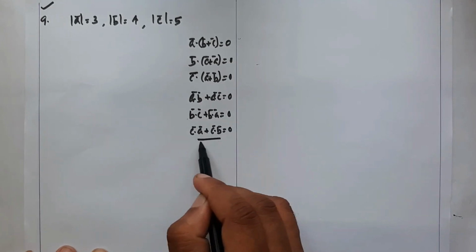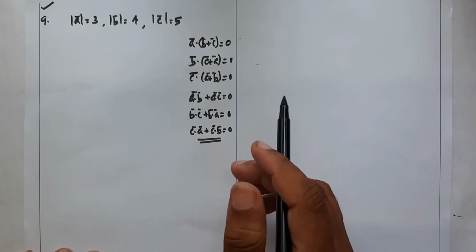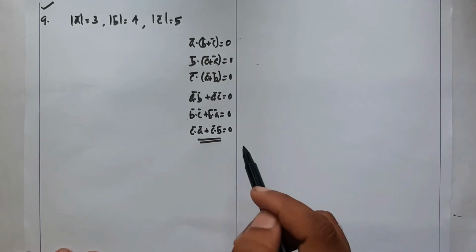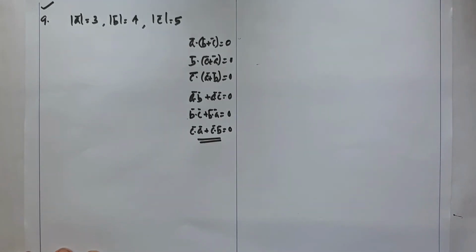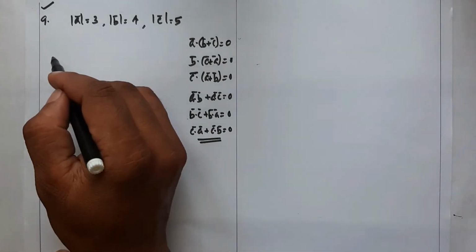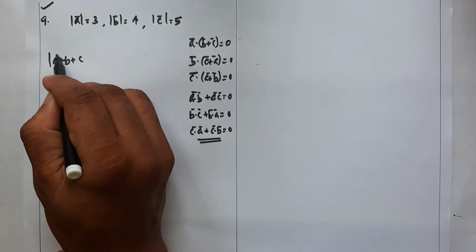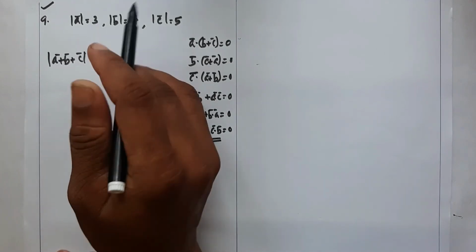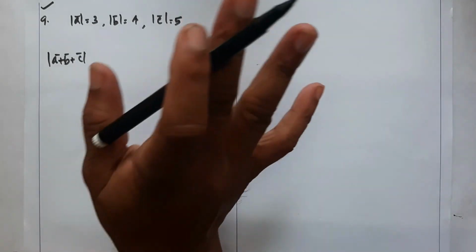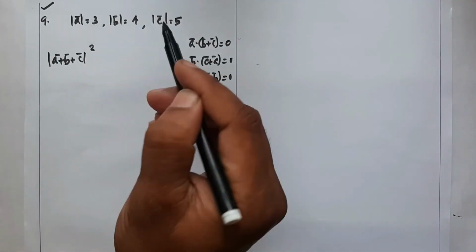Okay, from the given condition we get A dot B plus A dot C equal to 0, B dot C plus B dot A equal to 0, and C dot A plus C dot B equal to 0. Each one of them being perpendicular to the sum of the other two. Find modulus of A plus B plus C. In this type of question, you take squaring on both sides. That's a good idea. First of all, we square both sides.